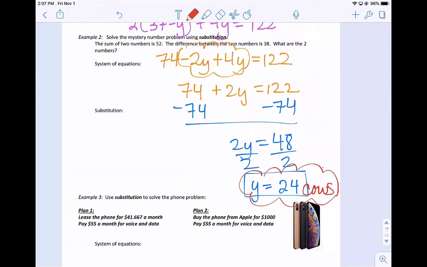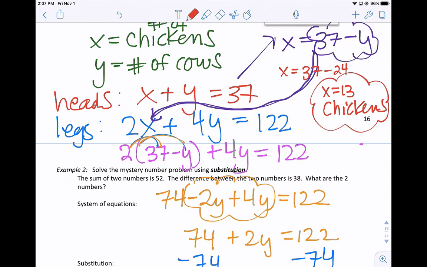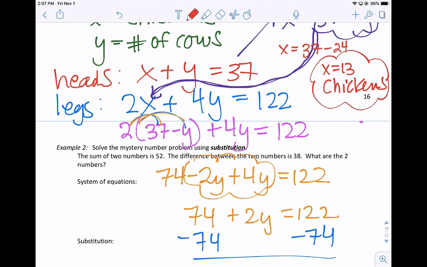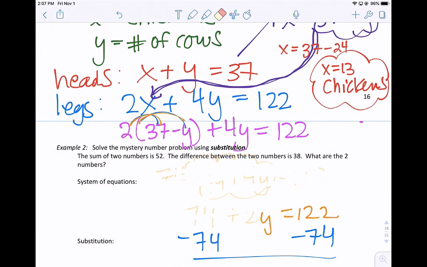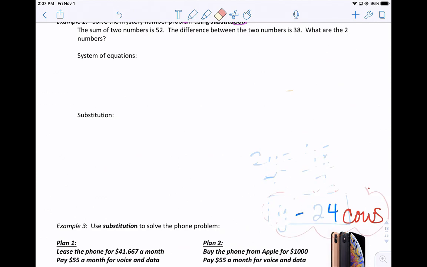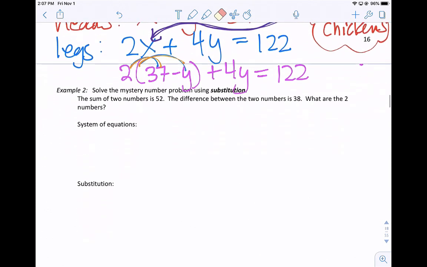Okay, so there's an example of substitution where we have two equations. We plug one into the other, and then we solve. Okay, we got a few more examples, and then this will be what we're going to spend 2 days on. So we'll try it out today, go over questions tomorrow, and then finish up substitution tomorrow. Okay, so the next one.